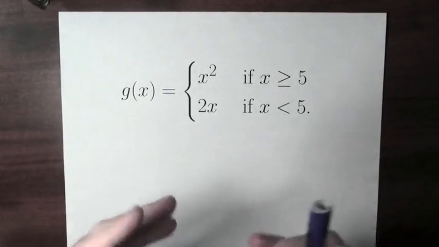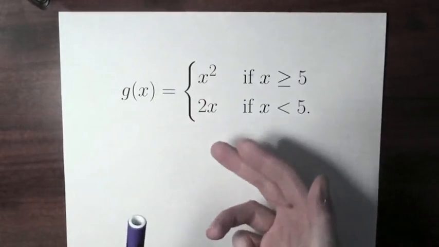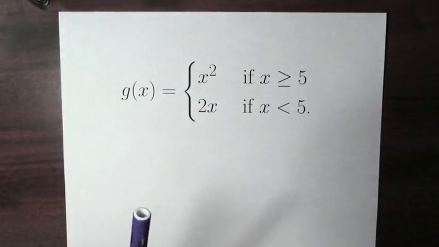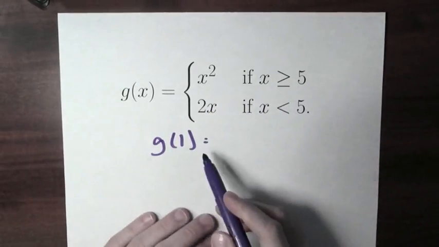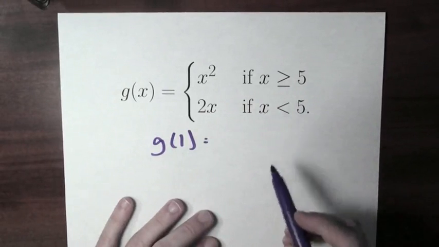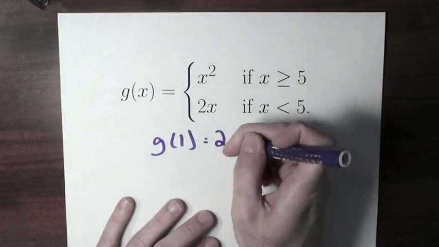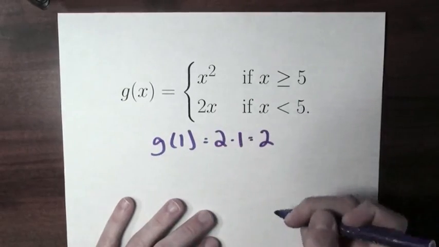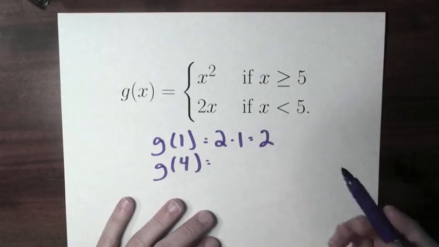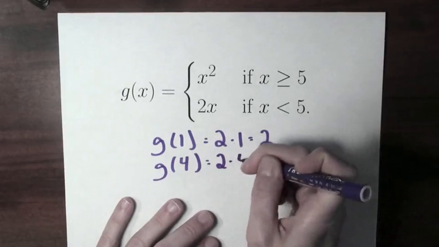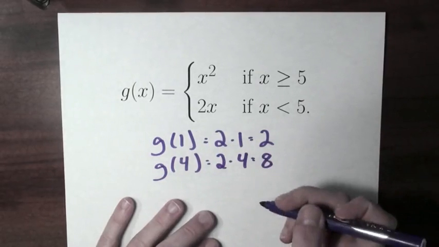This is a little abstract. Let me just do some calculations, and that might convince you how this notation, this so-called piecewise notation, works. So what is g of 1? Well, let's take a look. 1 is less than 5, so that means I use the second rule for calculating g. So it's 2 times 1, which is 2. What's g of, say, 4? Well, 4 is still less than 5, so I use the second rule again, twice the input, 2 times 4, and that means the output's 8.